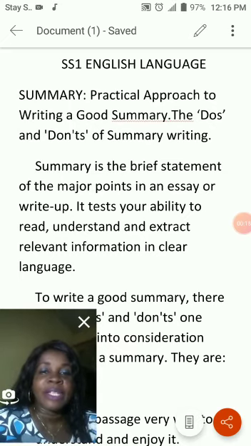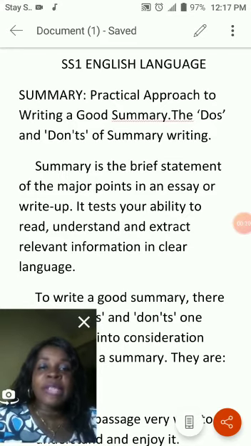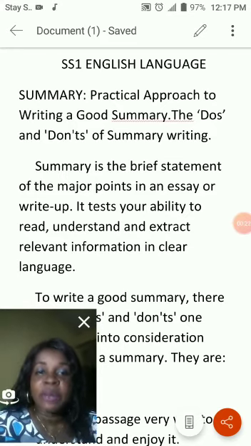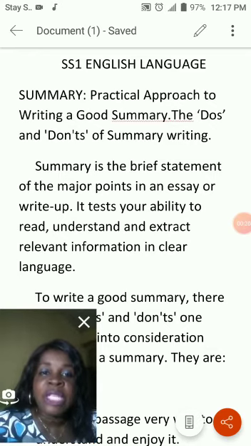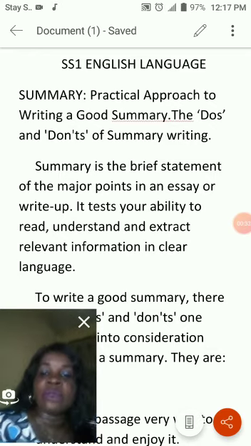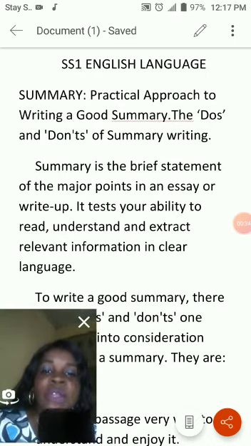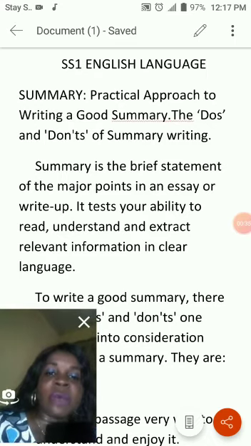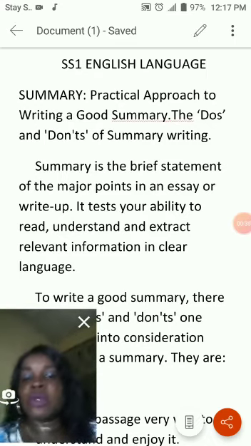Today, our English language topic is going to come from summary. And we are going to look at the practical approach to writing a good summary. That is the do's and the don'ts of summary writing. When we talk about the do's, we are talking about the necessary things we need to do. The don'ts are the things we are not supposed to do when we are writing summary.